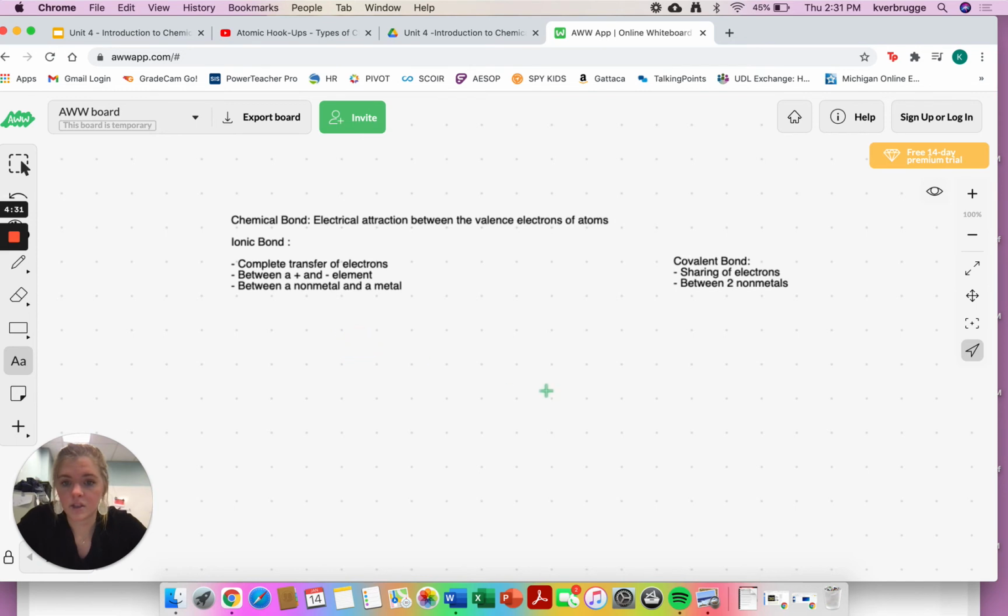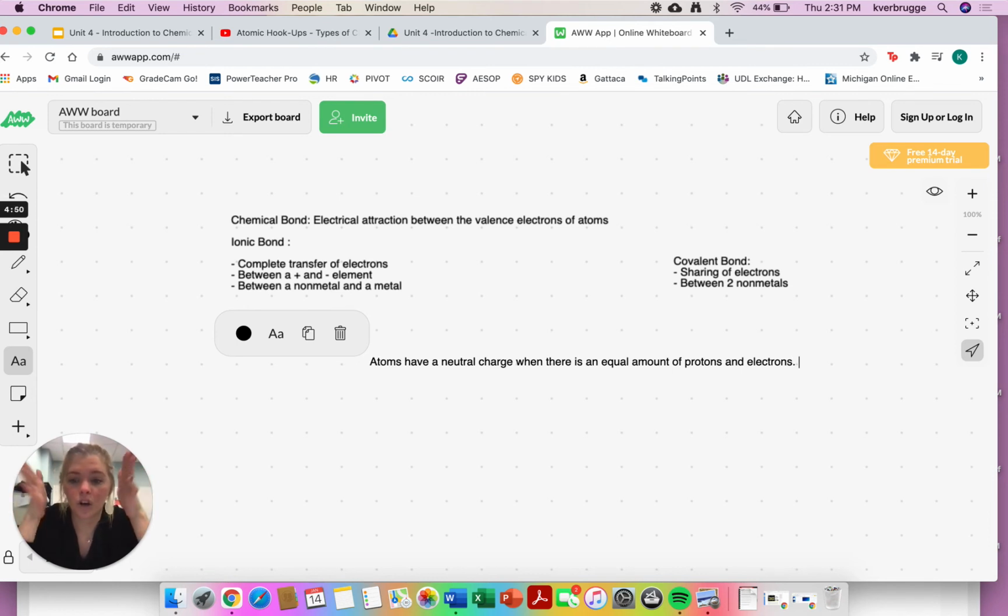Okay, just some other general notes that'll be helpful for you to have is that atoms have a neutral charge when there is an equal amount of protons and electrons. That should not be new to you. We learned that last unit. So there's always going to be a neutral charge between our atom when there's an equal amount of protons and electrons.